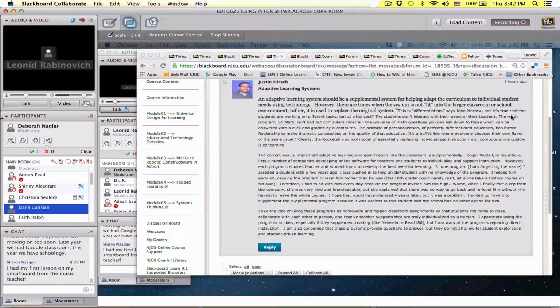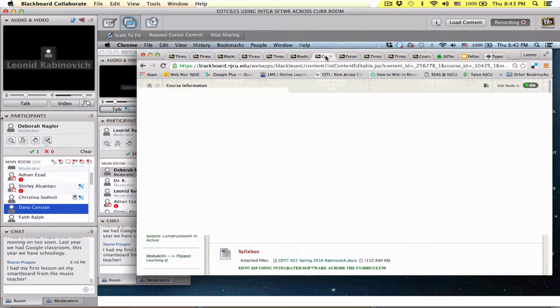He's saying that the correct way of implementing adaptive learning systems is supplementally, perhaps using a flipped classroom or supplemental reading like a program Read 180. I think that personalization and differentiation with adaptive learning technology goes far beyond that, and it's about data-driven decisions and adapting learning content and goals to students' ability. But it's an interesting topic to discuss, and I think you probably have a few thoughts of your own.